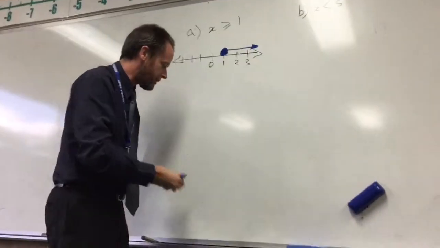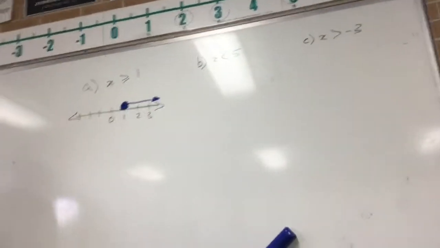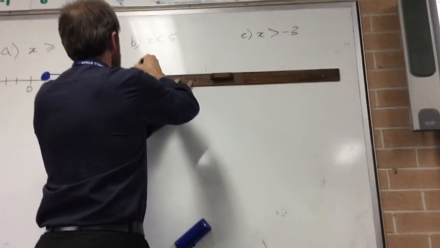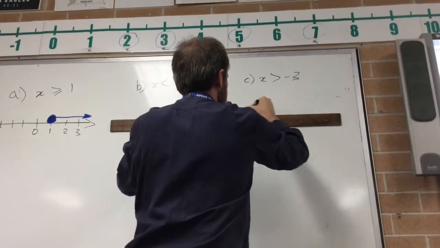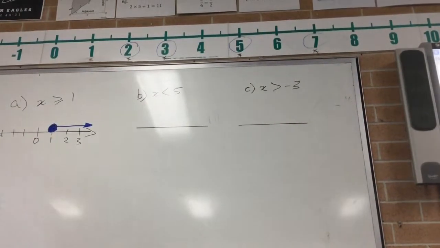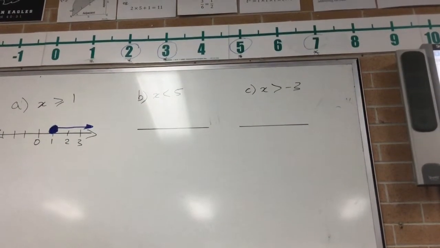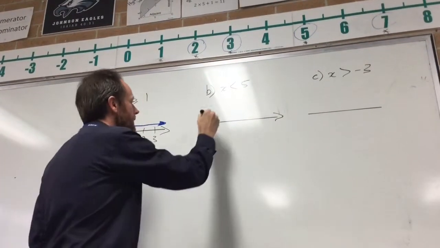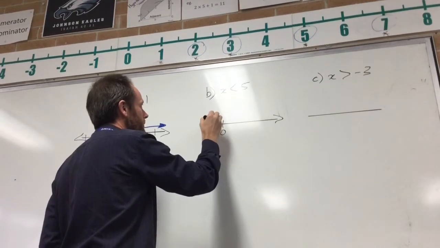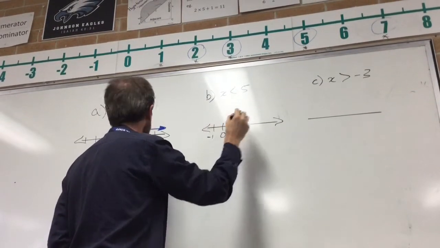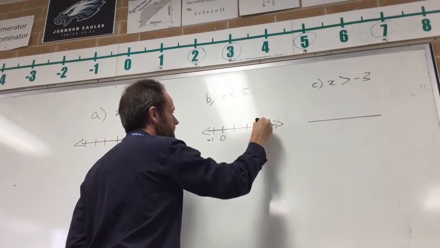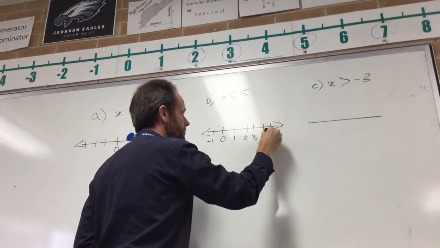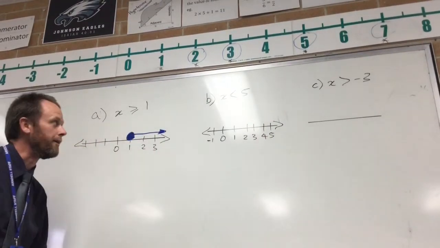What about our second example? It's a bit different. x is less than 5. Let me just draw two quick lines so I'm ready to go. But x is less than 5. Now my number line needs to be a bit bigger than the one I'm drawing here. So I'm actually going to start 0 over here. That's -1. Now mine's not evenly marked, I agree. It's just I'm running out of room, so I'm doing it this way.